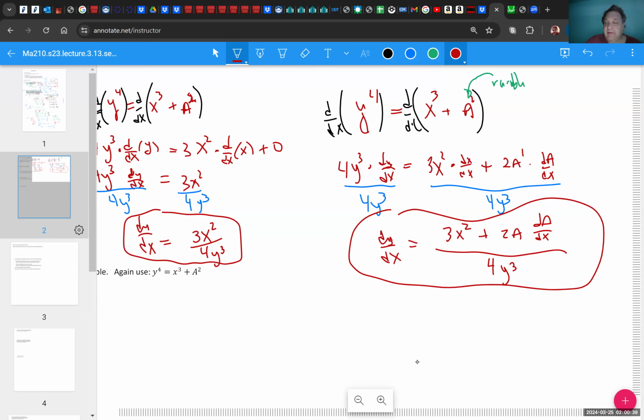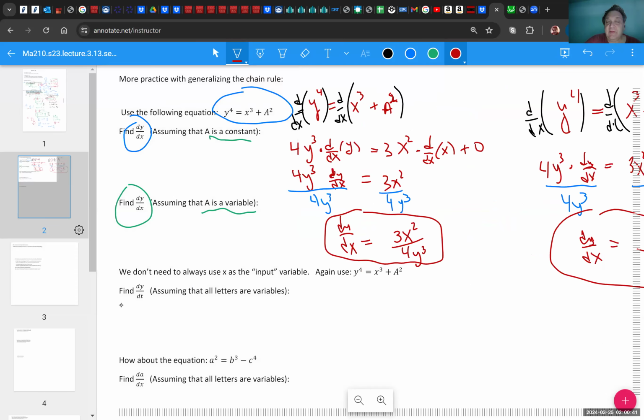All right, we're going to do this another time. So the third part here is we don't have to do dy dx. We can do dy dt or dy d any variable. We don't have to restrict ourselves to any of the variables that we have seen in the past. So in this third example, we're looking for dy dt.